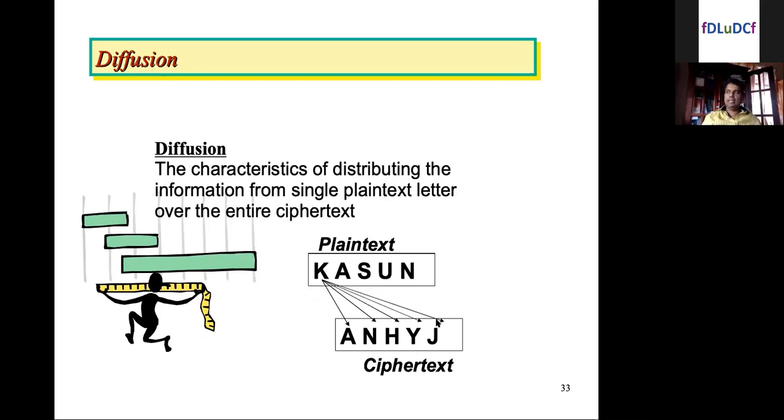In order to do that, we need to use the property called diffusion. In the diffusion property, what we try to do is take the information of a character and distribute it throughout the plain text. So we take the information of this character and distribute it throughout the plain text. That means the information of that character is hidden throughout the entire plain text.